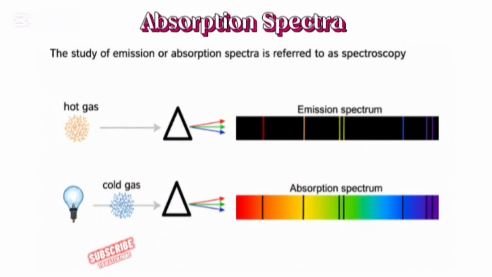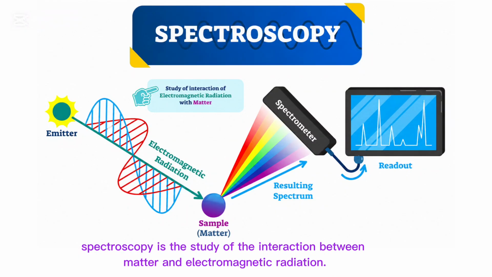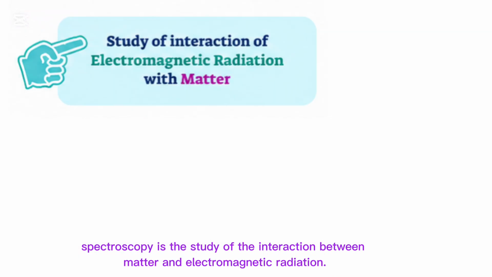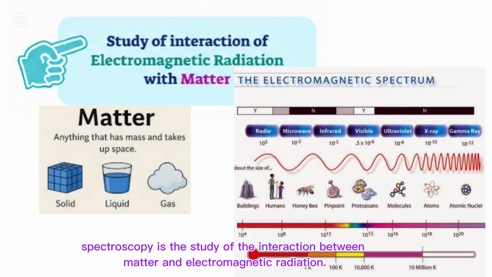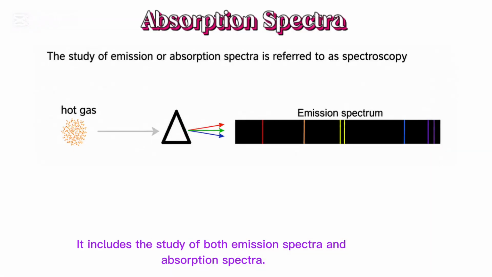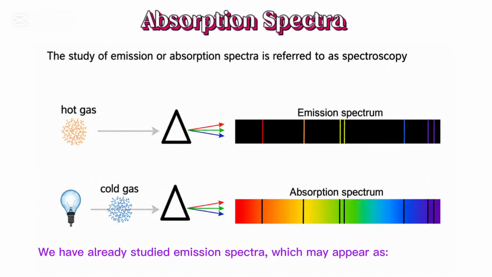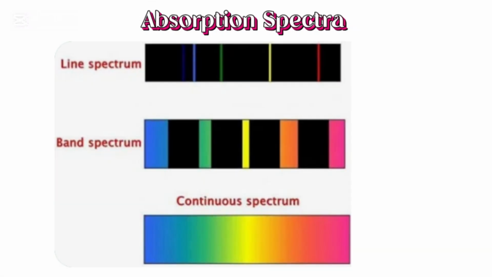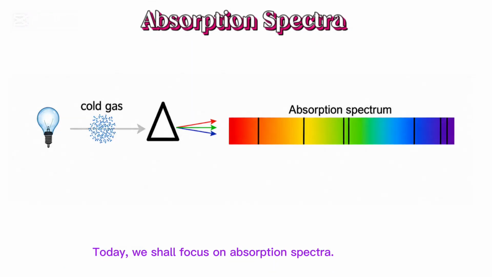In our previous lesson, we learned that spectroscopy is the study of interaction between matter and electromagnetic radiation. It involves the study of both emission spectra and absorption spectra. We have already studied emission spectra, which may appear as line spectra, band spectra, or continuous spectra. Today, we shall focus on absorption spectra.